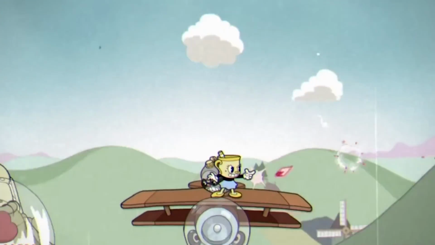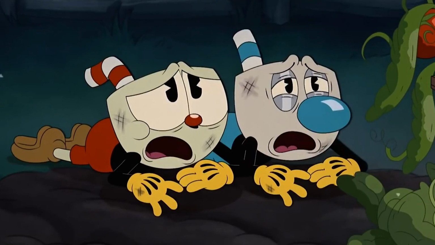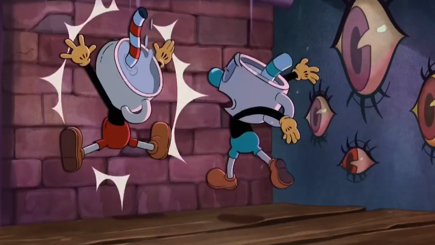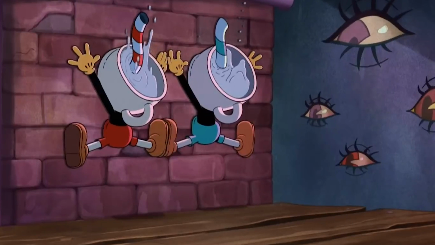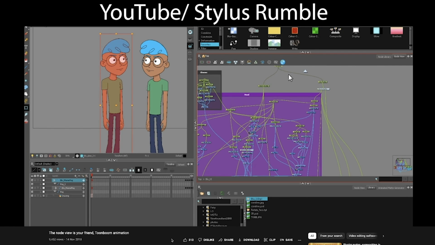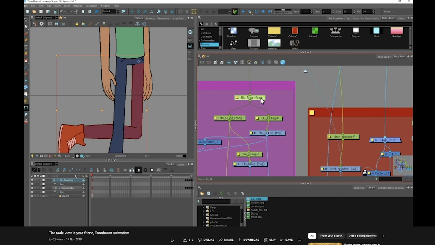Something both the game and the show do really well is have characters be able to move around in and be seen from all angles, which requires a strong understanding of anatomy and solid drawing, as well as strong technical skills. I don't know if you've ever seen what a rigged character looks like in Node View in Toon Boom, but if you don't ever touch nodes, this may look like a nightmarish mess.